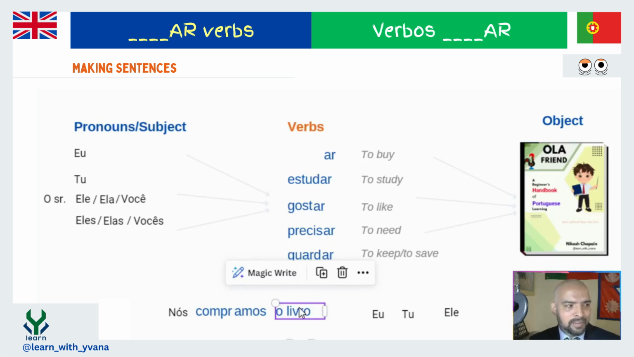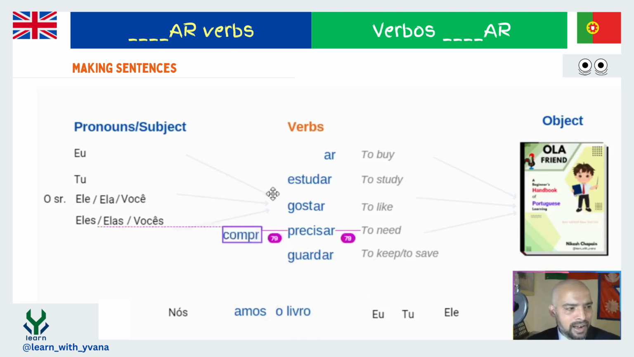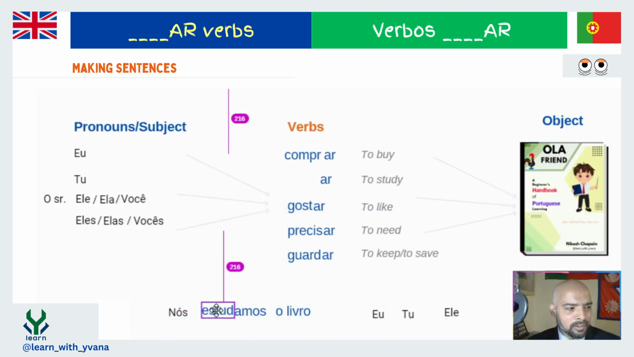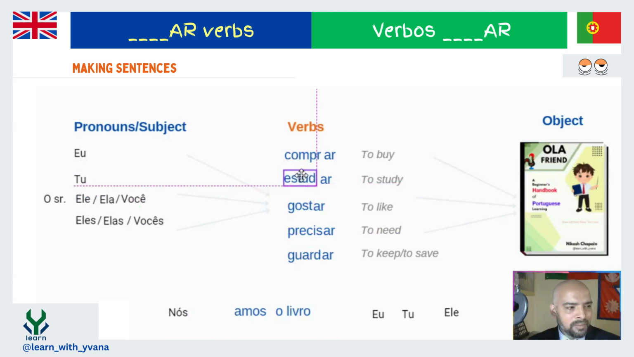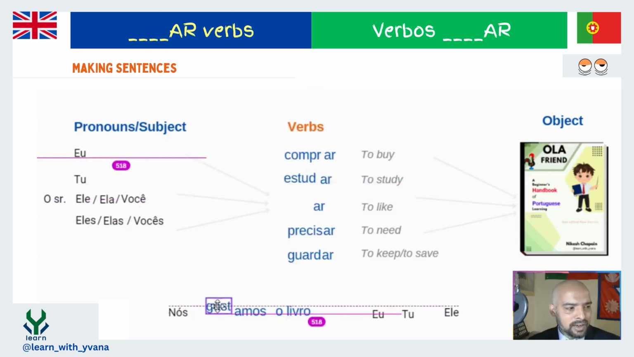Here we already made 1, 2, 3, 4, 5 sentences, right? It looks very easy, but it helps you to practice. Okay, let's say that if you don't want to buy this, let's keep it back and you want to study. So just take study here, and if you say eu nós estudamos o livro, that means we study the book, right? If you want to say we like the book, just keep it back and just take GUST. Then you say nós gostamos o livro.